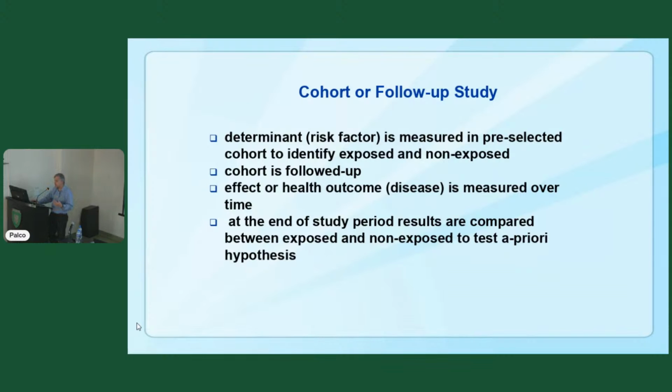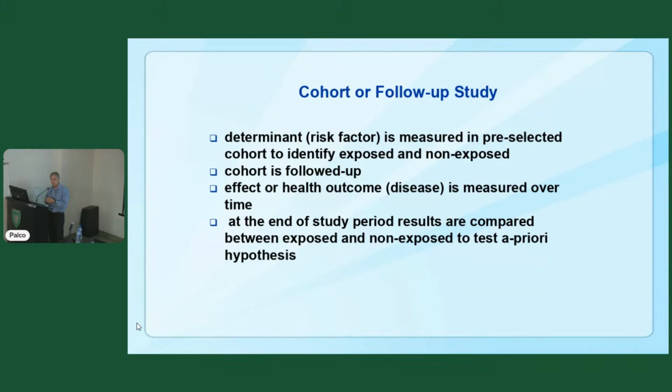Determinants or risk factors are measured in pre-selected cohorts because I need to be sure that they have the factors ahead of time. The factor that I'm interested in studying has to precede the existence of the outcome. I don't select people based on whether they are diseased or not, because let's say I'm interested in cardiovascular disease. So I go about finding people out there who do not have cardiovascular disease. And then I say, I'm interested in the relationship between tobacco and cardiovascular health.